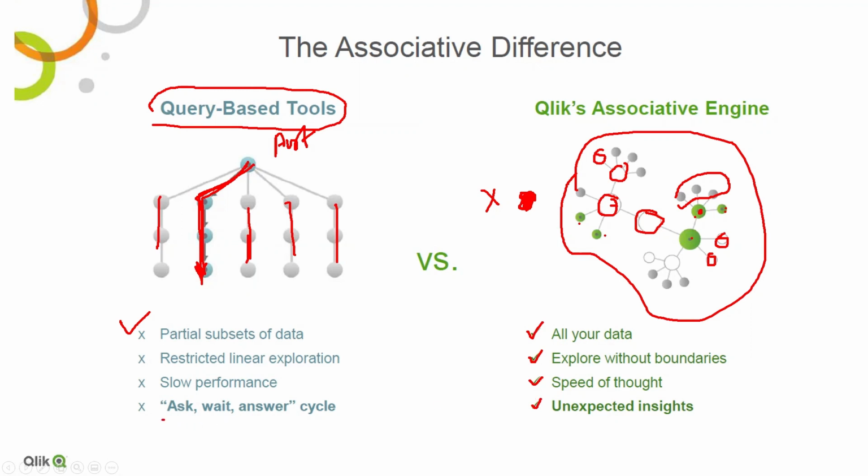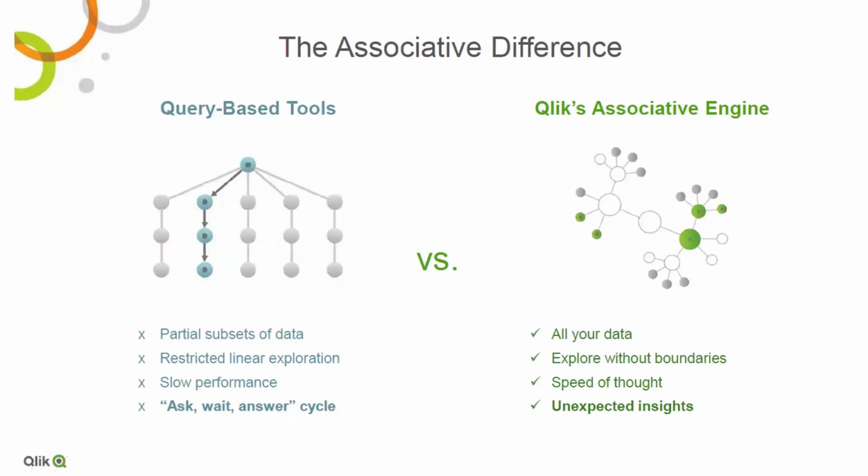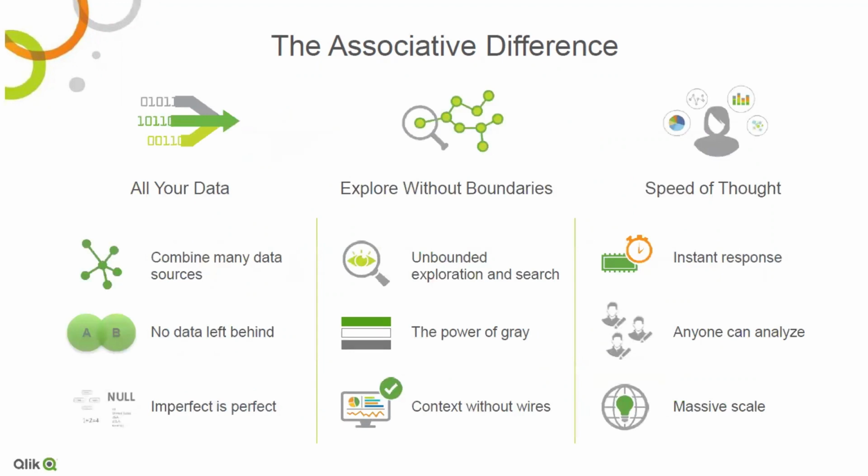Whereas in the query-based tools, you have an ask, wait and answer cycle, slow performance, restricted linear exploration, and a partial subset of data. So that is the difference of Qlik associative engine, and you need to understand this very, very early in the stage. In the associative difference, you have all your data, you combine many data sources together to build your data model. No data is left behind because everything is connected. All your data model is connected. You can start your exploration from any side of it.